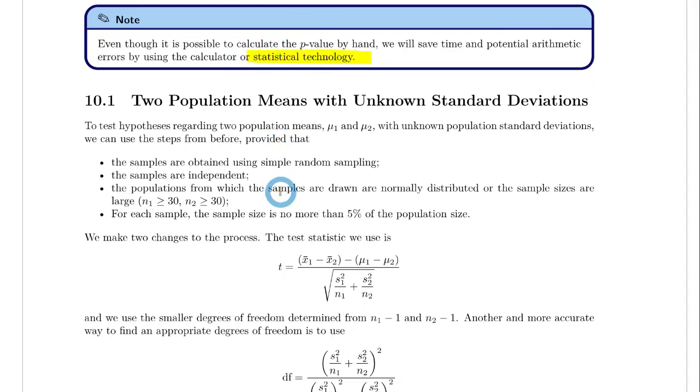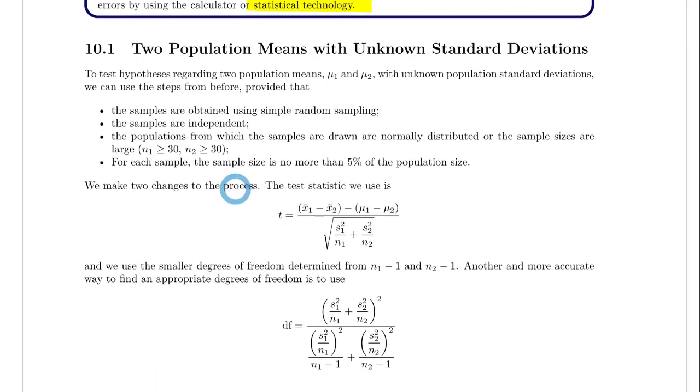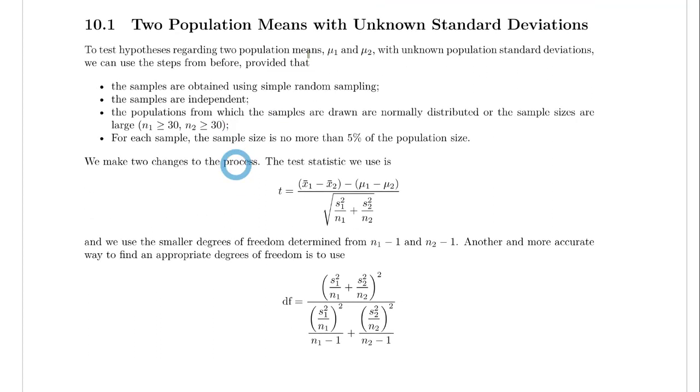As we can see down here, with two population means we still have the criteria that the samples should be independent, and we still have to meet that greater than or equal to 30. If they aren't, and it's raw data, we can do a box plot and a normal probability plot like we did in the previous section, chapter 9, 9.5. And we still need to ensure that the sample size is no more than 5% of the population.